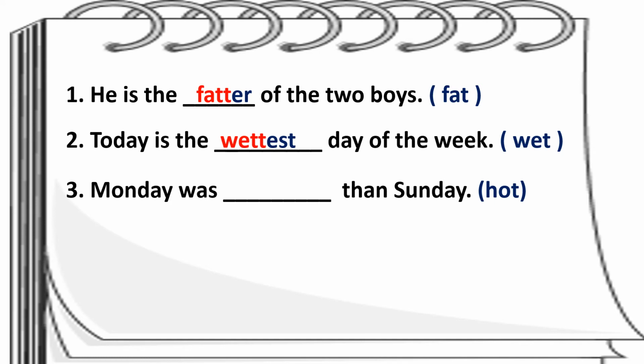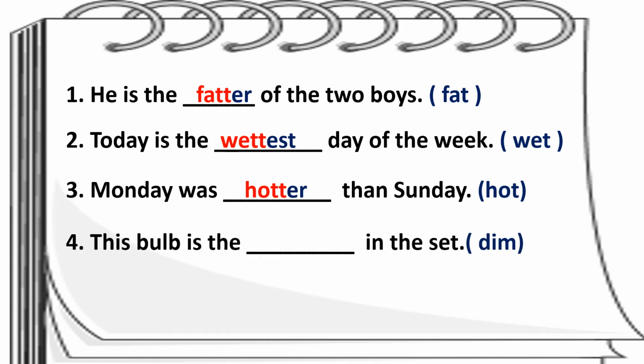Monday was something than Sunday. The adjective is hot. So we are comparing 2 days. Therefore, we add ER. And we double the T because the O is a short O sound. It says oh. So Monday was hotter than Sunday.